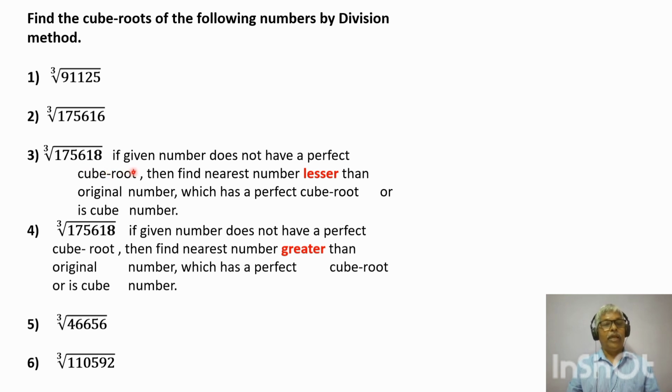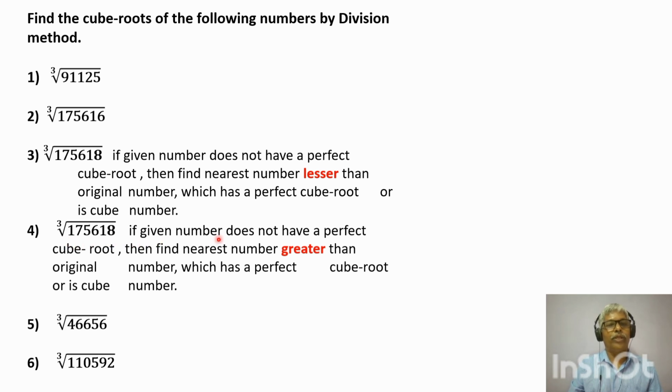175618. Now read this. If the given number does not have a perfect cube root, then find the nearest number lesser than the original number. You have to find the number lesser than this. If this doesn't have a perfect cube root, then you have to find the nearest number lesser than the original number which has a perfect cube root or is a cube number. You know what a cube number is. And a similar problem here, cube root of 175618.